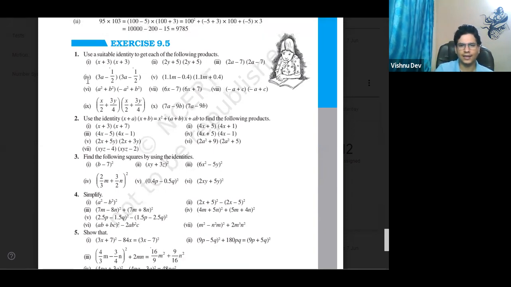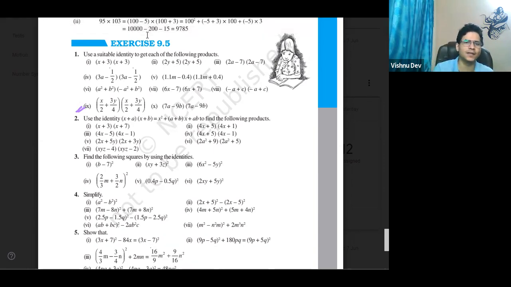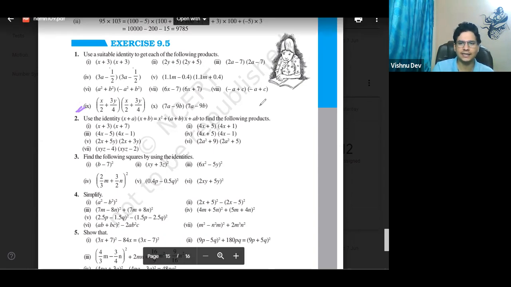Okay. Ninth one, we did in the ninth one, if you remember. Which formula is used? Tell me. A plus b whole square. Yes, a plus b whole square, right? Very good. First of all, you have to identify the identity. That is the first thing. So it is a plus b whole square.